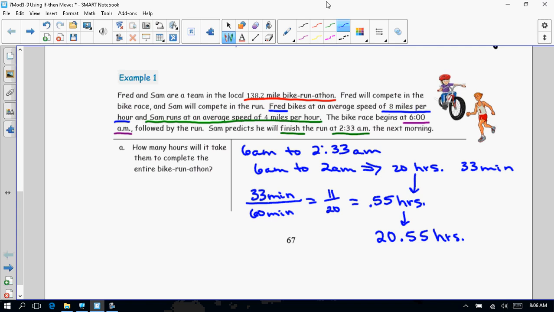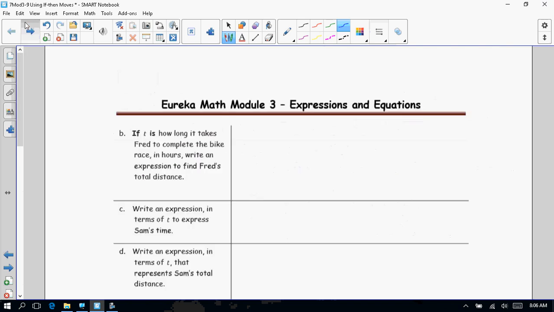Now I know a lot of you are looking at that 55 going, you said it was 33 minutes. Remember, 33 minutes is about a half of an hour, a little more than a half an hour. So I've got to make sure it makes sense that it would be 0.55, a little more than half of the hour. All right, I'm going to go over to the next page.